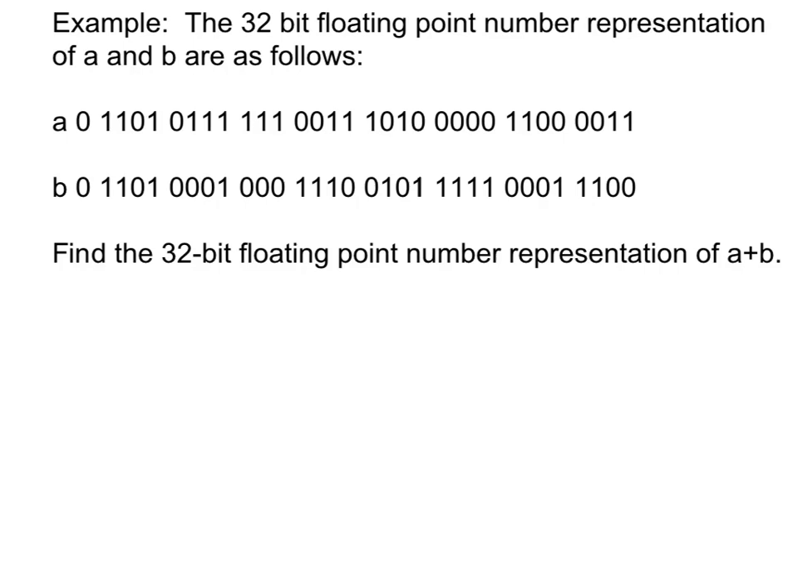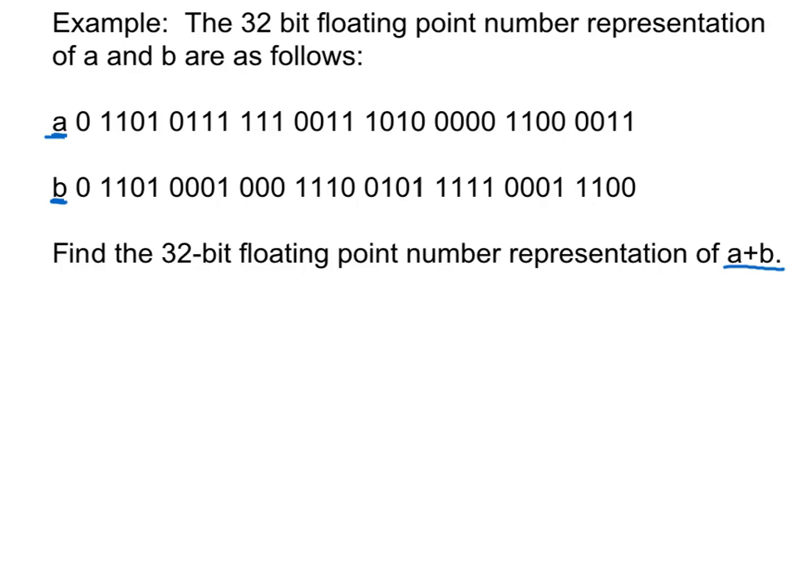Let's look at the next example, similar to the last but slightly more difficult. It says the 32-bit floating point number representation of A and B are as follows. So again, here's A, and this is how the computer represents A, and this is B, and this is how the computer represents B. And it asks you to find the 32-bit floating point representation of A plus B, just like we did before.